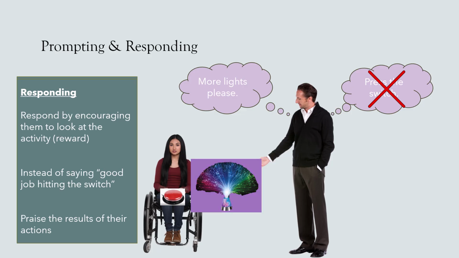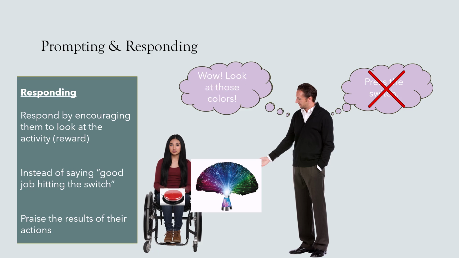When the student does activate the lights, the teacher responds by encouraging him to look at the lights, by saying, "Wow, look at those colors." He does not say, "Good hitting the switch." He praises the results of the student's switch activation, not the motor movement itself. Two main takeaways: don't talk about the switch, and encourage them to look at the activity.